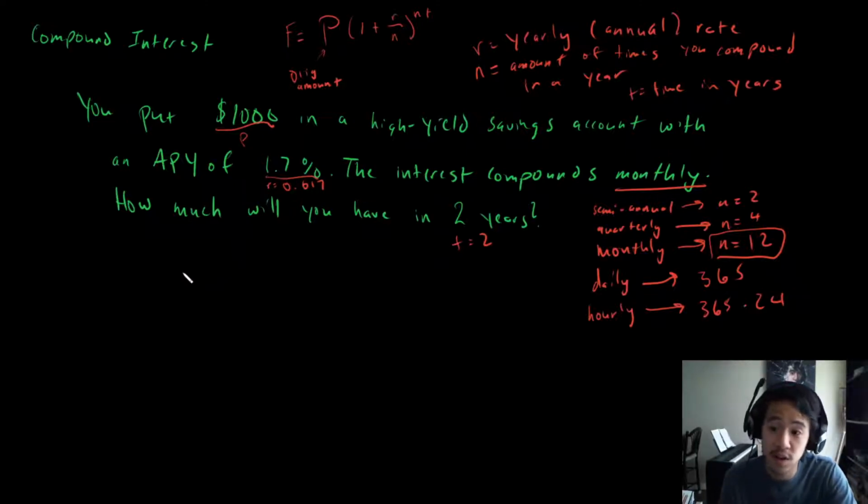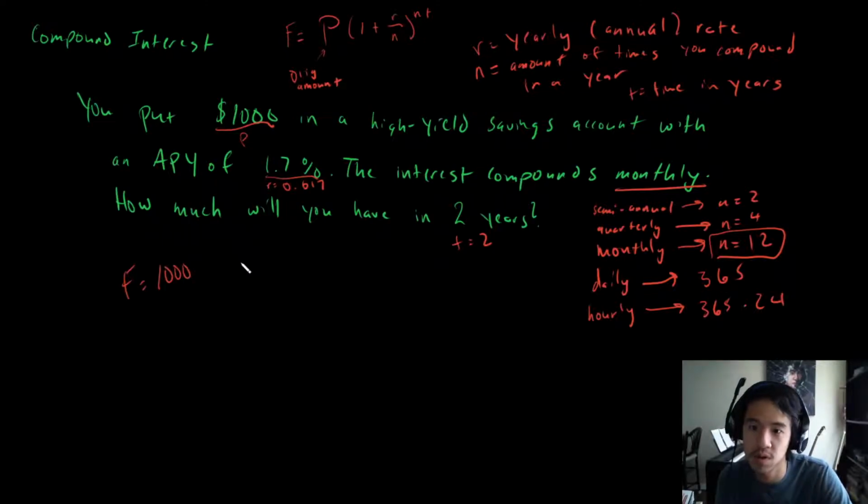All right, so let's go ahead and calculate this. So F, I just use F for final. I don't know if that's what most people use. F is equal to 1,000. That's our principal. We found that. Times 1 plus our rate, so 0.017, divided by N, which is 12, raised to the nt power. So we have 12 times 2.